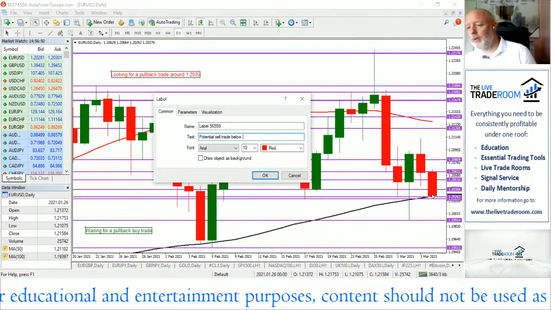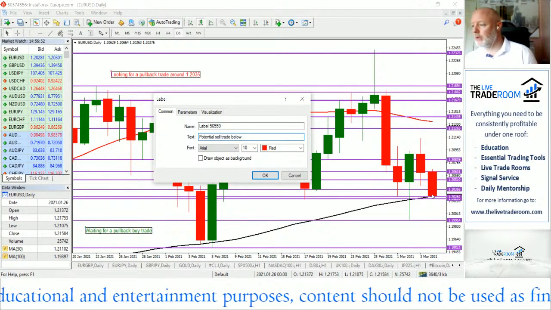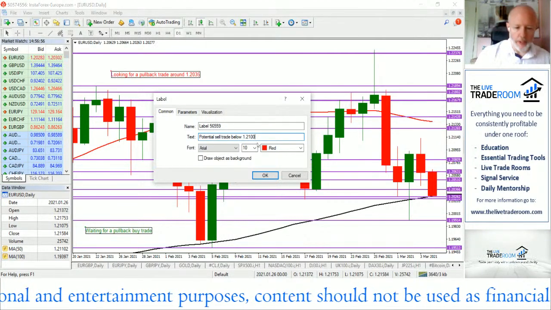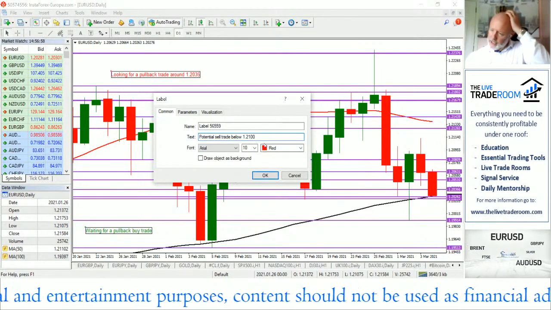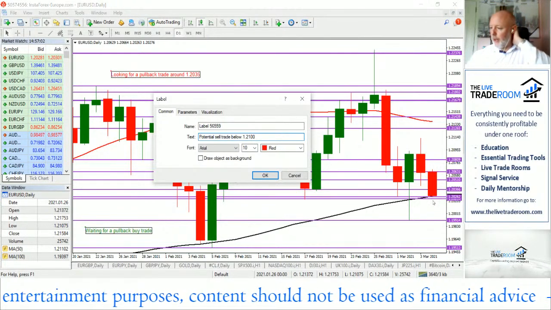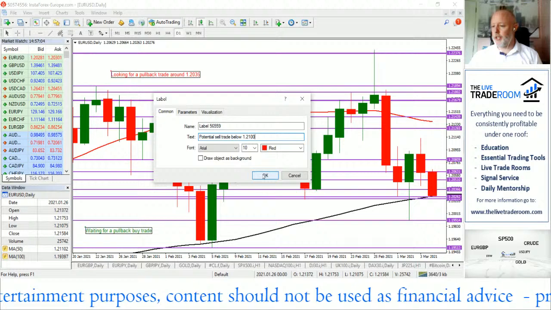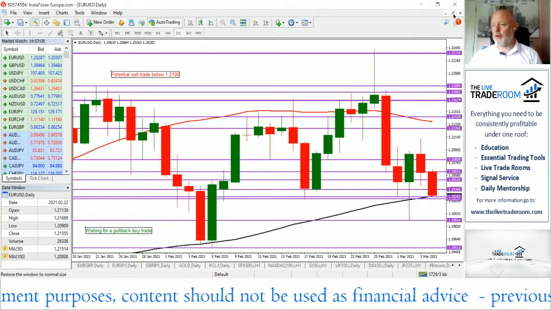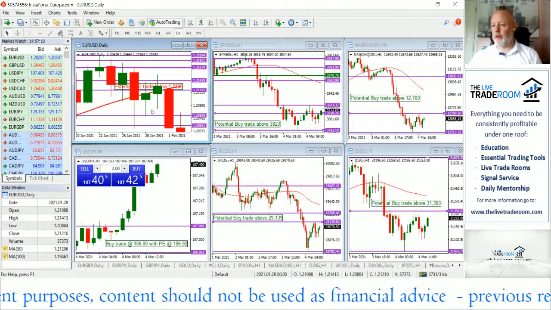So the 121.07. 2100. So let's, for the sake of a few pips, look at the 12100. We'll be comfortably below the 100 period moving average, and so a potential sell trade below the 2100.